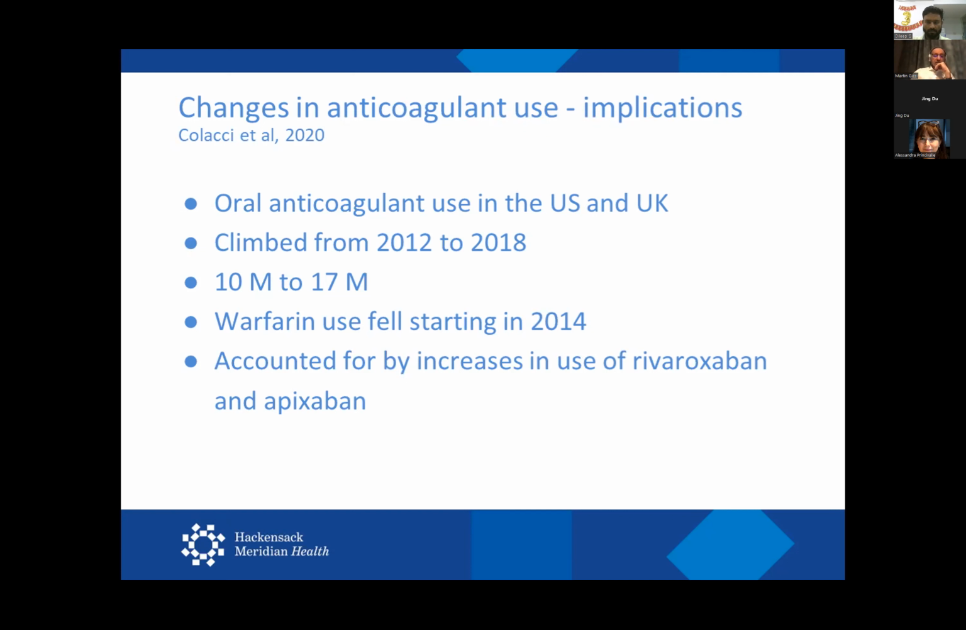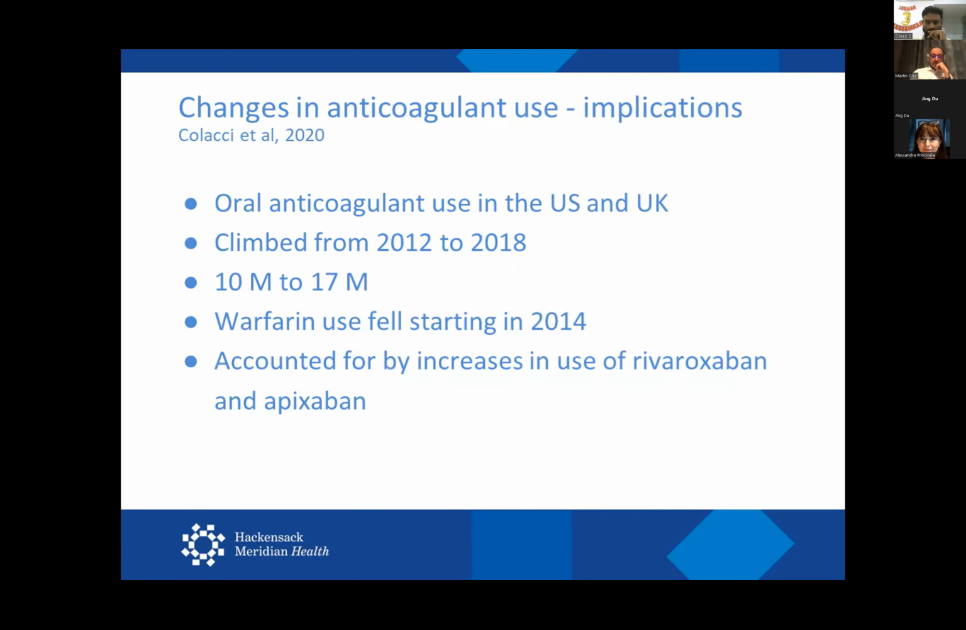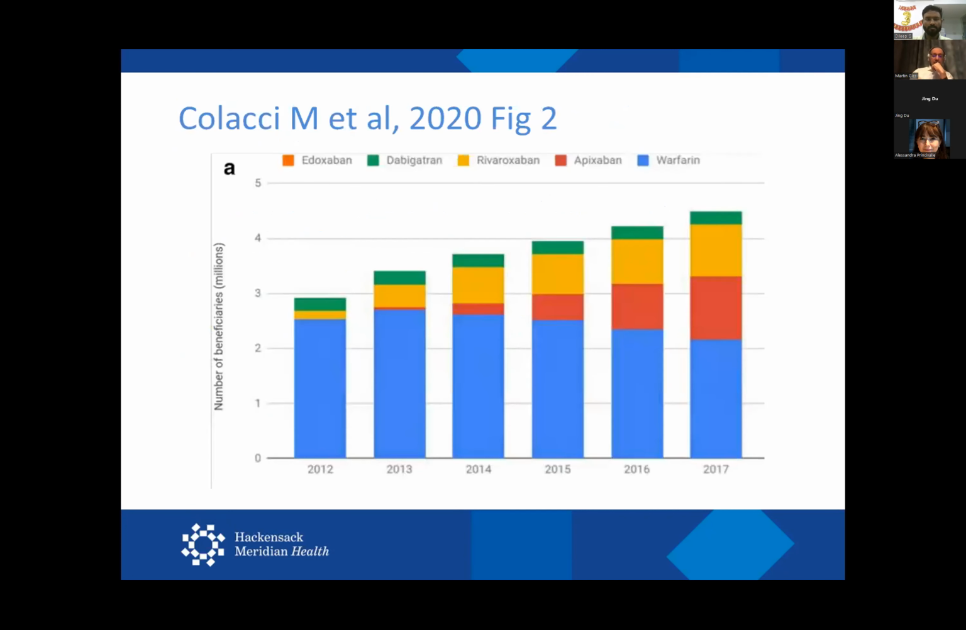And it's a dramatic climb, went from 10 million people to 17 million people, while the use of warfarin, the older anticoagulant, has fallen. The newer anticoagulants, such as rivaroxaban and apixaban, are accounting for most of these increases. Go ahead to that slide. And you can see the blue is declining, that's warfarin use, but the overall use of anticoagulants is climbing.